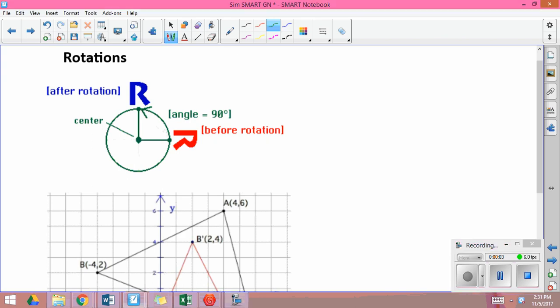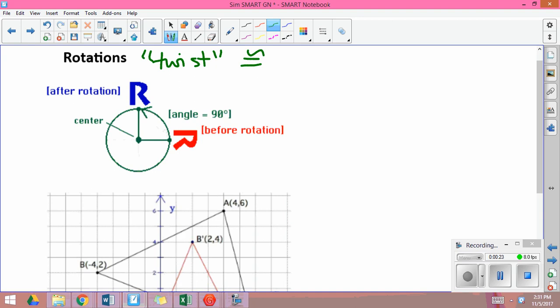Rotation is another kind of transformation, our third kind, and we talk about this one as a twist. It also creates congruent figures. It doesn't change the size or the shape. You're going to get a congruent figure being moved to a new location, just like a reflection or a translation.